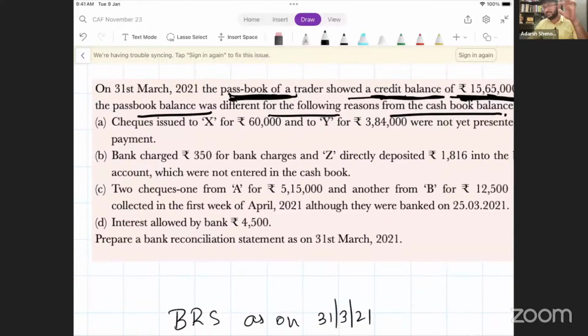Okay, now very, very simple. We do it with the help of our hands. Now here I have this hand without anything on my hand. This is my cash book, and the one with the band, this is the passbook hand. Okay. So now what you should be doing is you should see which book has moved because of this transaction. Read the sentence clearly and see which book has moved. Checks issued to X for 60,000 and to Y 3,84,000. Both are the same. Okay. X and Y, we had made payment. 60,000 and 3,84,000 were not yet presented for payment.